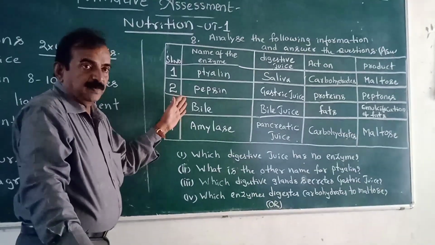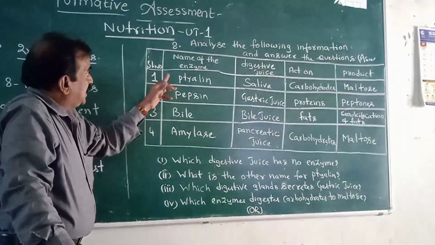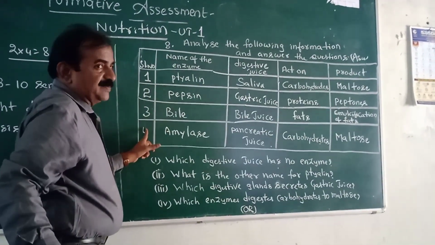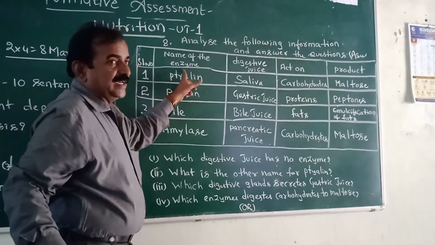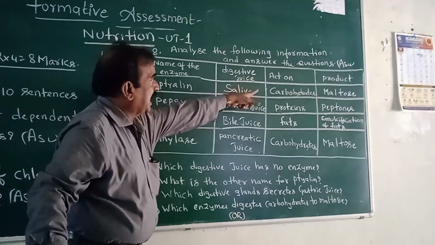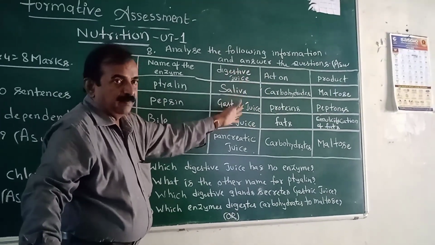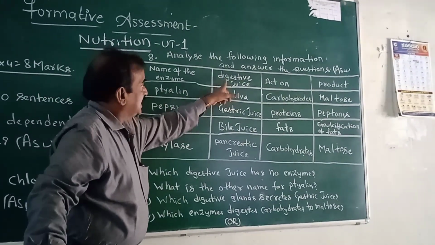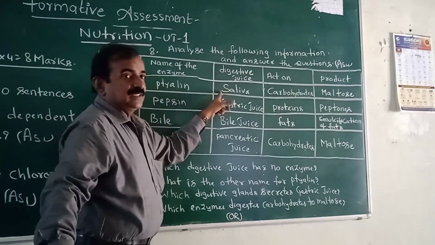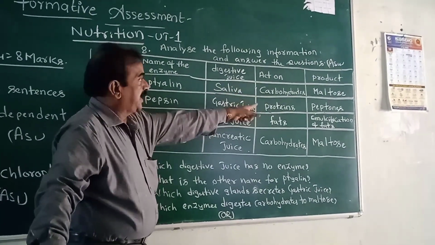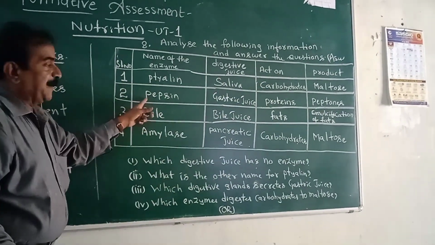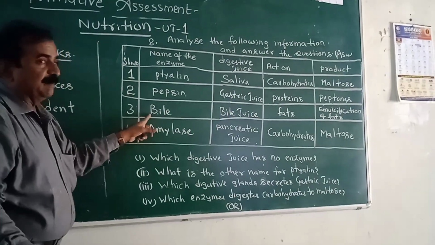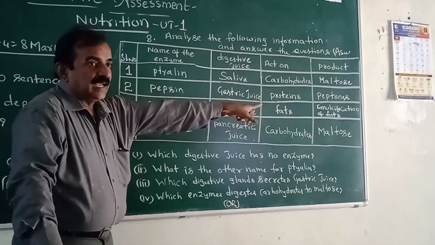This table is there in your textbook, page number 15. I made it short. Names of 4 enzymes are given: name of the enzyme, digestive juice, acts on, and product. I gave only 4 parts. Ptyalin is the name of the enzyme, digestive juice is saliva, acts on carbohydrates, product is maltose. Pepsin, gastric juice, protein, peptone. Next, bile juice, fat emulsification.